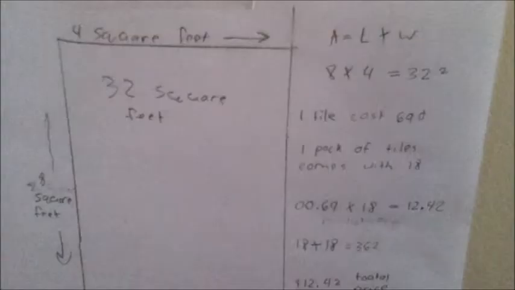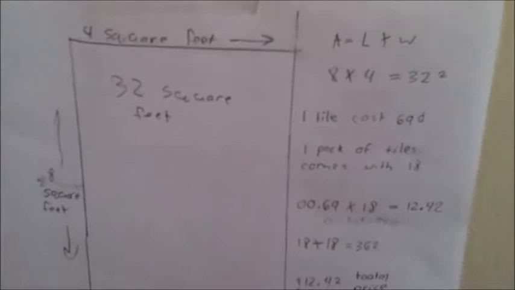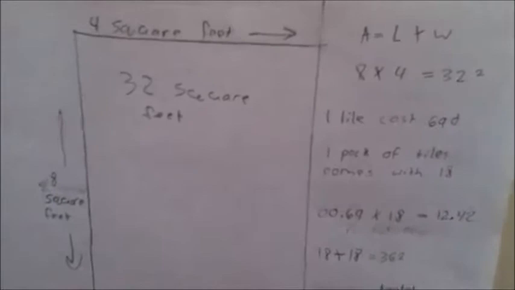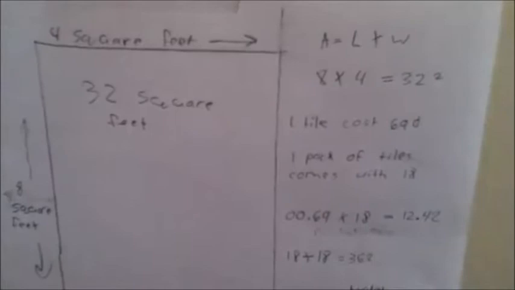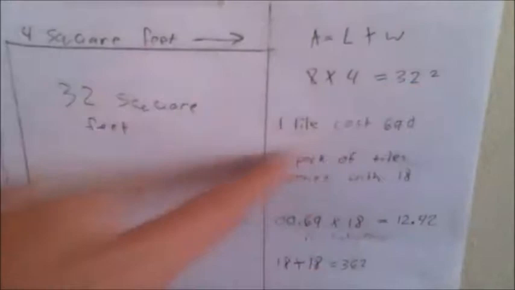Math is everywhere. In this example, we will be taking measurement and surface area and applying it into real life. In this example, we will be using an 8 square feet by 4 square feet bathroom. To calculate the total area of this bathroom, you will need to do 8 square feet divided by 4 square feet, and it will give you 32 square feet.